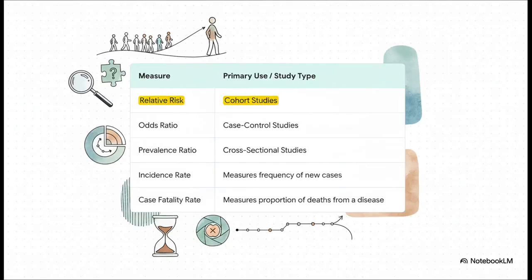And there you have it. This table really lays it all out. Relative risk, that's our hero for cohort studies. Odds ratio is for looking backward in case control studies. Prevalence ratio is for that snapshot in time. And the others, incidence and case fatality, they're answering totally different questions about how many and how deadly. Knowing this stuff is so important because it helps you see past the headlines. You can understand how scientists got their results, and that's the key to really knowing what they're talking about.